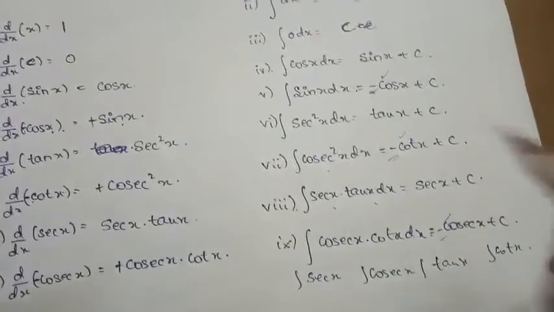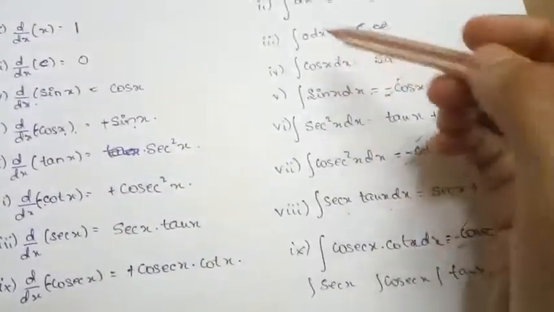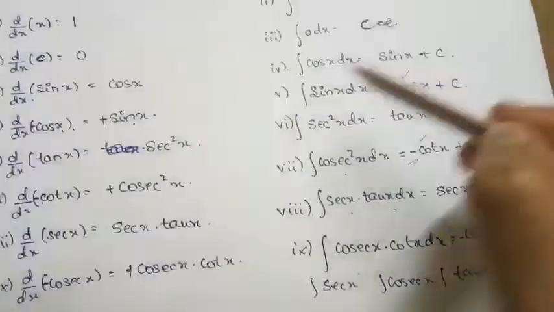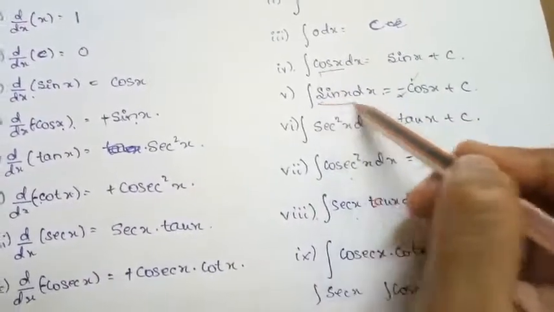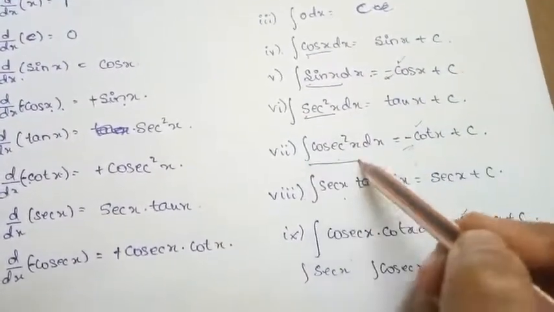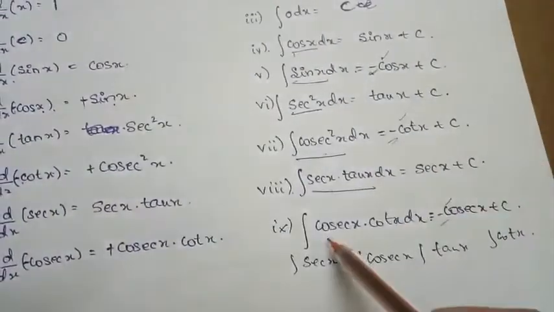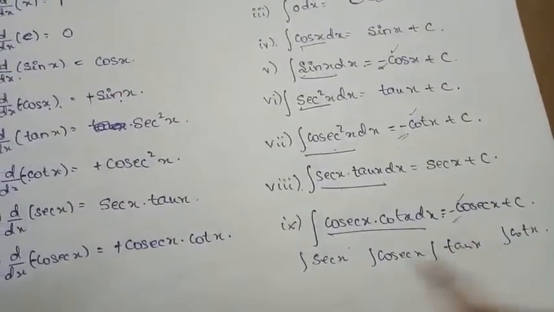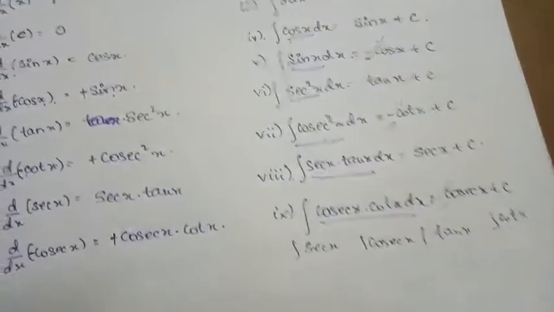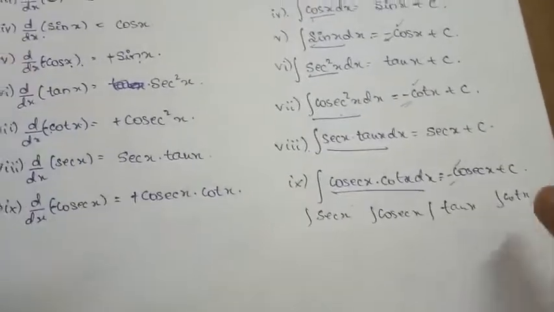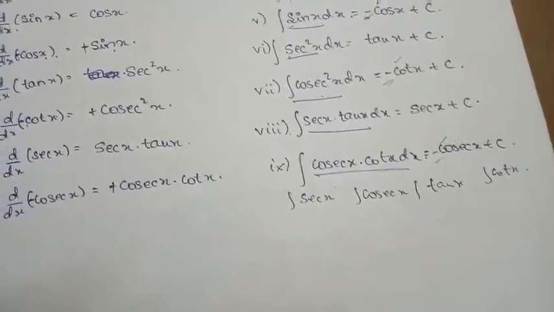So up to now, let us understand the integration of these trigonometric functions only, that is cos x, sin x, secant square x, cosecant square x, secant x into tan x, and cosecant x into cot x. These things you will come to understand in the substitution method, so it will be covered in the next section of this chapter itself.